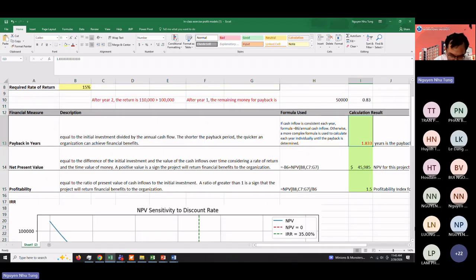Let me jot down the name so I can give Lâm Phương Phụng one bonus point for the active answer.